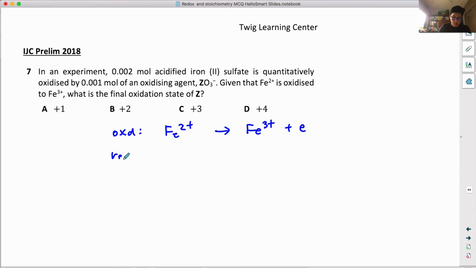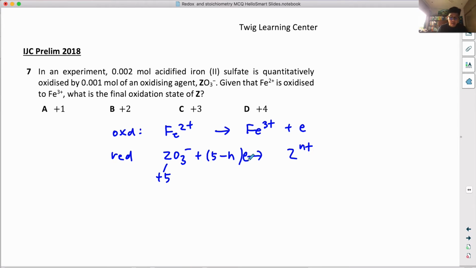plus e. For reduction, you're going to write down ZO3 minus will become Zn+. You don't know the value of n, so reduction is gain of electrons. The oxidation state of Z is plus 5, and then it becomes n plus. So over here, I'm going to write down 5 minus ne. So this is the number of electrons that it gains.